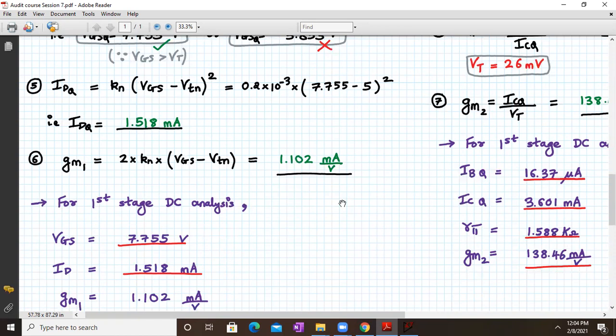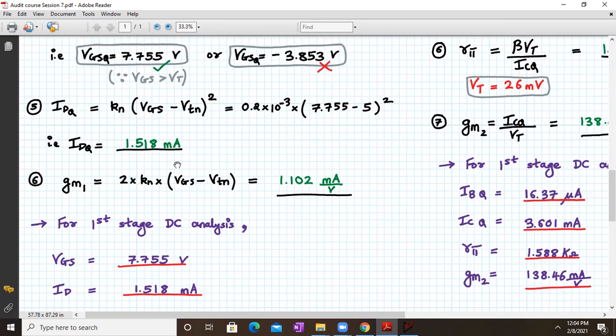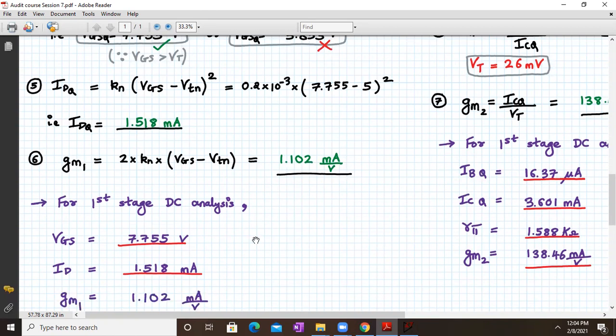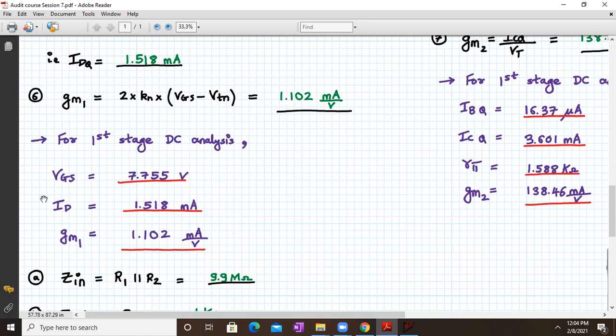Now, gm1, corresponding to the small signal parameter of a MOSFET, is given by twice Kn times VGS minus VTN. All the values are known to us now: Kn is known, VGS we estimated, and VTN is known. If you work it out on a calculator, this will be 1.102 milliampere per volt. So for the first stage DC analysis, the summary is VGS is 7.755 volt, ID is 1.518 milliamperes, and gm1 is 1.102 milliampere per volt.